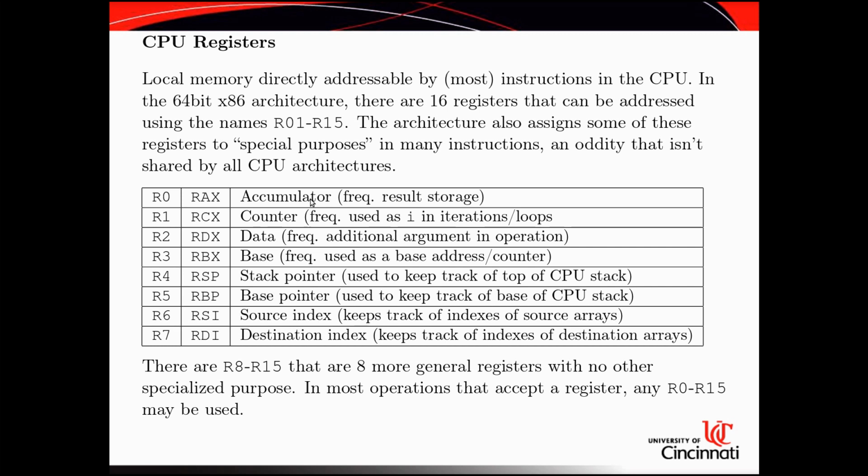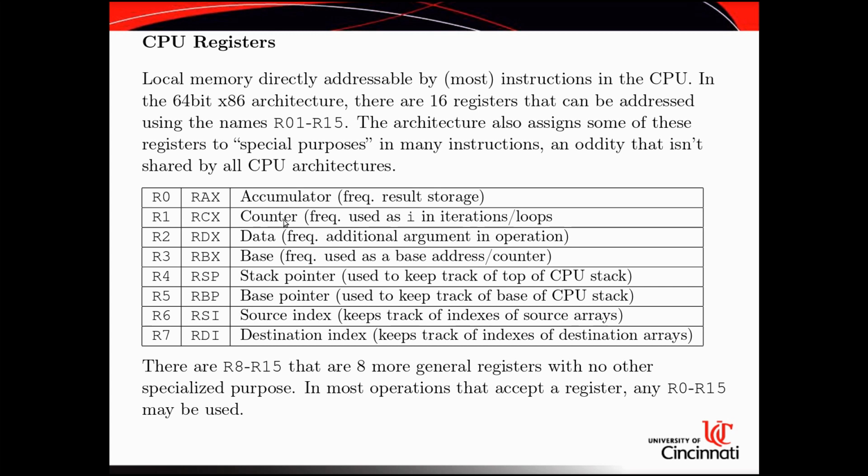There's a counter. It's frequently used as i in iterations and loops. One pattern you'll see where this one gets used a lot is that there are a number of instructions that will automatically subtract 1 from this register when they execute, and then they'll also do a test of this register. You want to keep that in mind when you're reading code and you see some instructions, especially ones that have to do with loops and tests, because that's very likely what they're testing against.